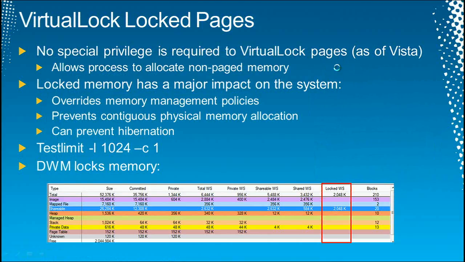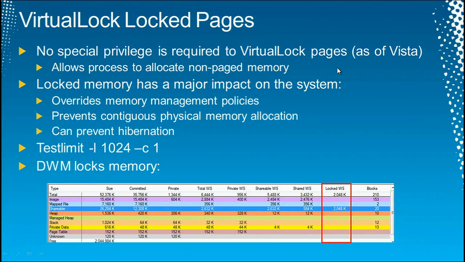The thing is with locked memory, it's kind of an interesting thing because when you lock memory, you're overriding the memory manager. You're basically taking a chunk of RAM and you're saying, this is mine. Nobody else can do anything with it. This can affect the system's ability to hibernate, for example, because the system needs a certain amount of contiguous RAM to be able to generate a hibernation image. If somebody's locking large amounts of RAM this way, they can prevent the system from hibernating. It also prevents contiguous physical memory allocation, which can affect device drivers that need to allocate contiguous RAM.